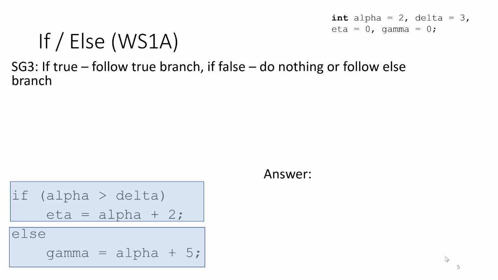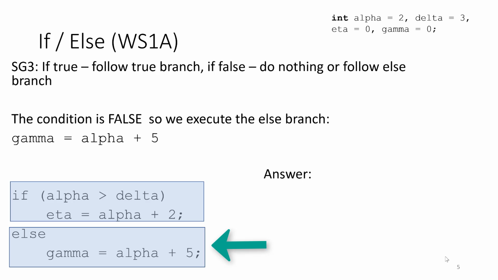For sub-goal 3, if the Boolean expression is true, you follow the true branch, and it's not. And if it's false, then we follow the false branch or do nothing. In this case, there is a false branch, the else. So we're going to follow that branch and say gamma is assigned the value alpha plus 5.